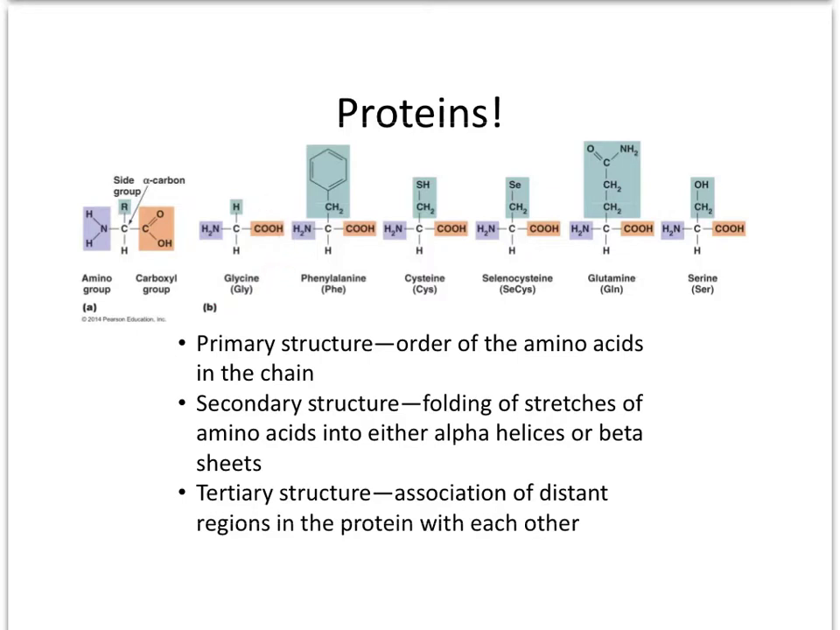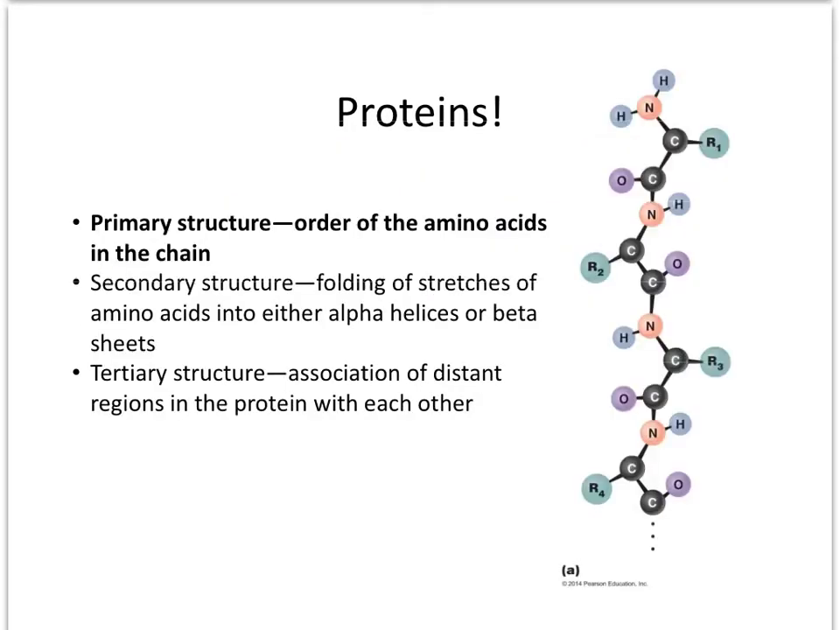Individual amino acids are joined together through the formation of a peptide bond. It's another dehydration synthesis between the acid group of one amino acid and the amino group of the next amino acid in the chain. Amino acids are linked together through the formation of a peptide bond, which is a dehydration synthesis that we talked about earlier.